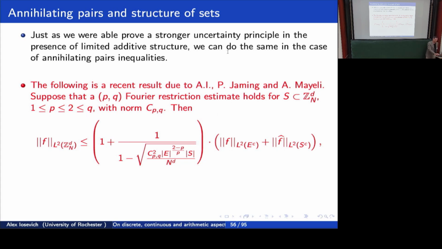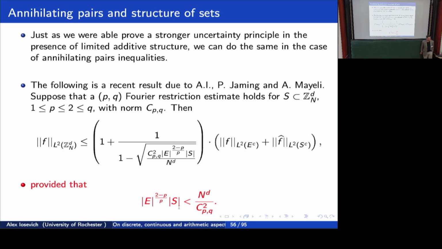So, suppose that a p-q Fourier restriction estimate holds for S in Z_n^d, where p is between 1 and 2, and q is above 2, with norm C_pq. Then we have the same result, but this time the constant reflects the fact that we have a less stringent condition. Namely, instead of the size of E times the size of S being smaller than n to the d, it is enough to have the size of E to the (2 minus p) over p times the size of S less than n to the d over C_pq squared.